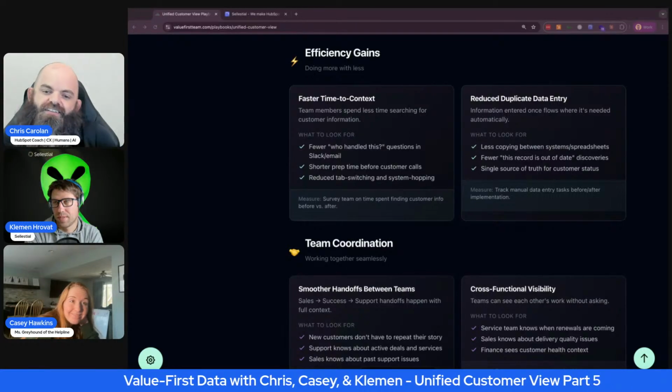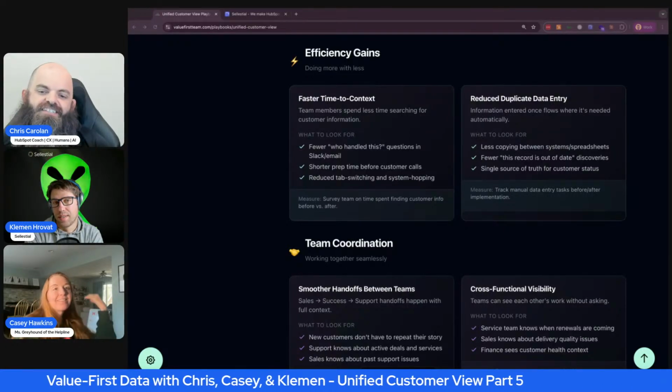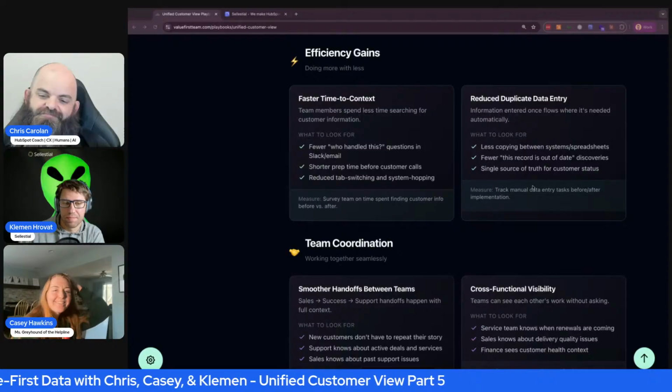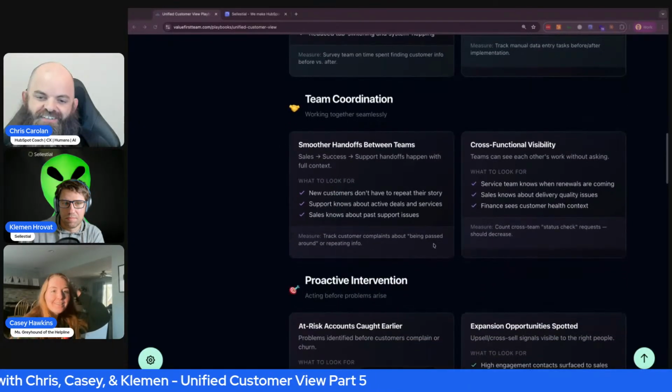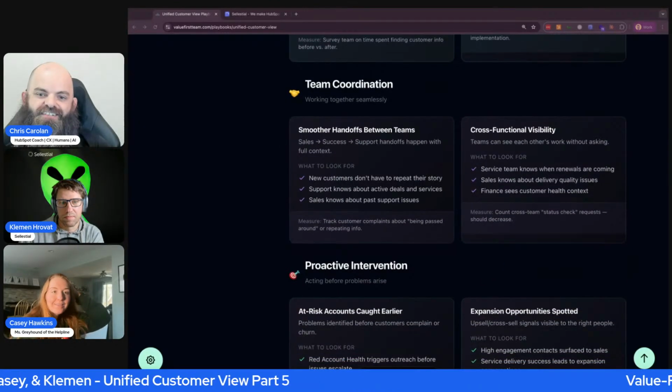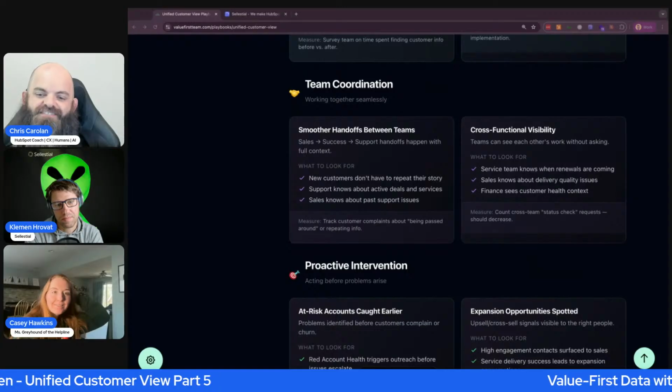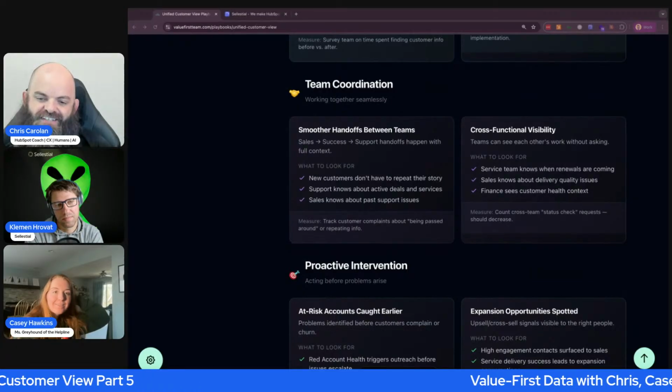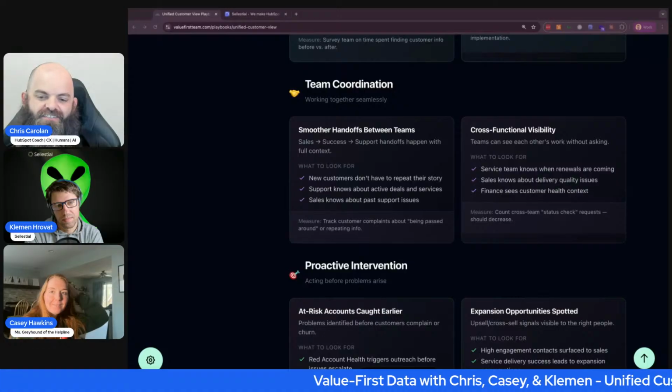Yeah. Team coordination. For the reasons I just mentioned, smoother handoffs between teams. Full context causes great handoffs. What to look for: new customers don't have to repeat their story.